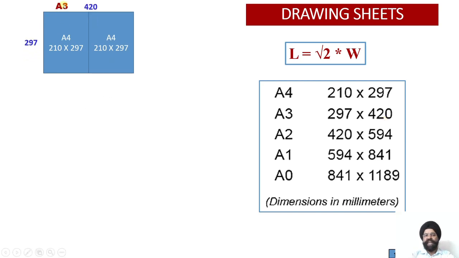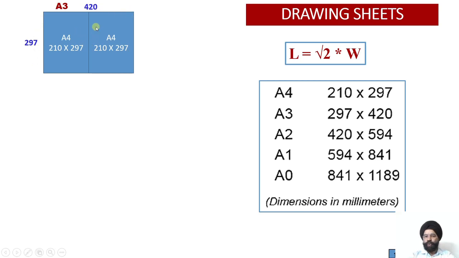Now from A3, if I want to derive the A2 sheet, how will I do it? This is the size of the A3 sheet combined. How much is that? 420 by 297. So A3 sheet is 297 by 420. In this, the longer side is 420 and the smaller side is 297. So this is the smaller side, and this is the longer side.